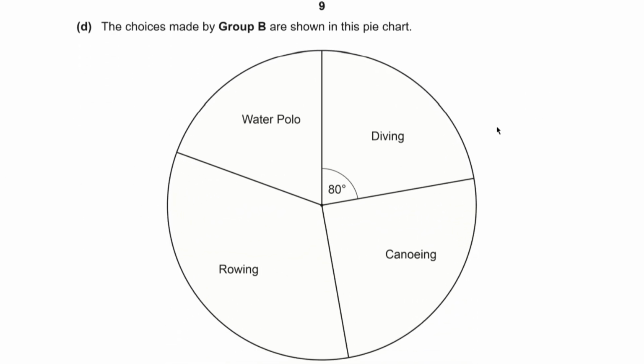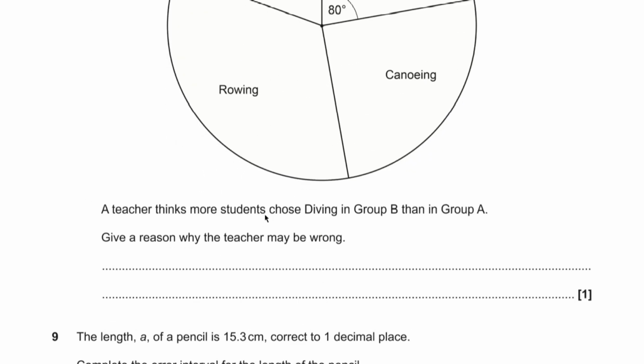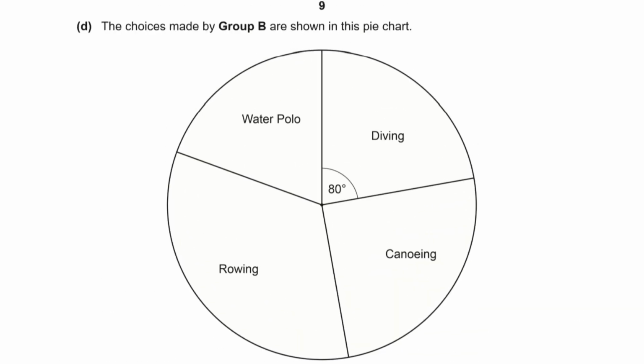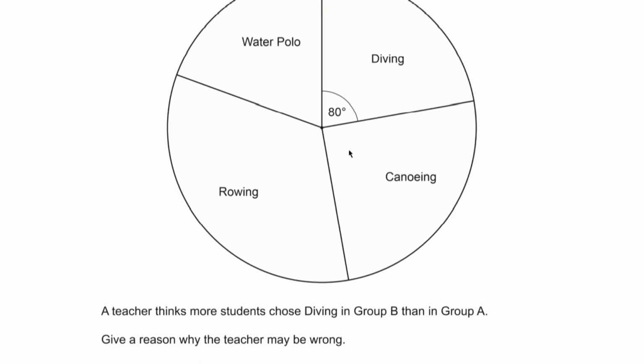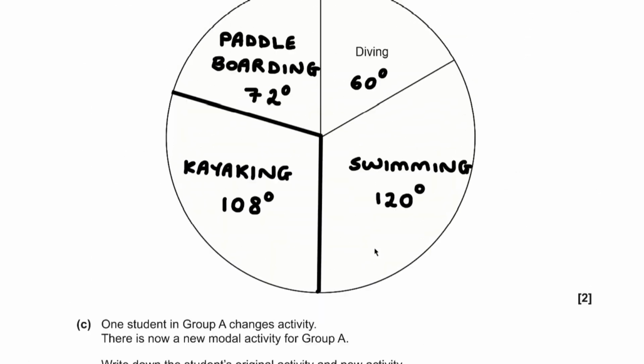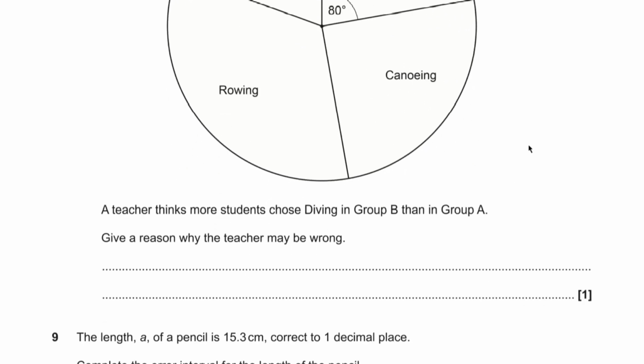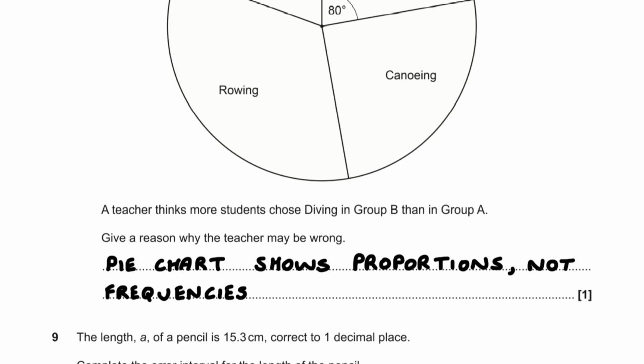Part D. The choices made by Group B are shown in this pie chart. A teacher thinks more students chose driving in Group B than in Group A. Now, we have to give a reason why the teacher may be wrong. Well, we don't know what this angle represents because we don't know the frequencies. In Group A, we knew the frequencies, whereas in Group B, we did not know the frequencies. So the pie chart shows proportions, not frequencies.